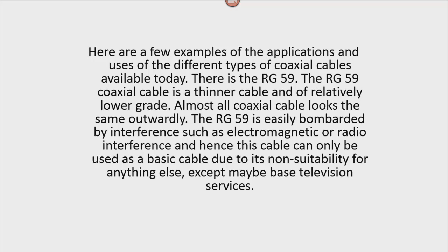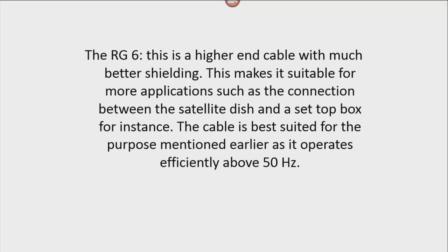There's the RG59. The RG59 coax cable is a thinner cable and of relatively lower grade. Almost all coax cable looks the same outwardly. The RG59 is easily bombarded by interference such as electromagnetic or radio interference, and hence this cable can only be used as a basic cable due to its non-suitability for anything else except maybe base television services.